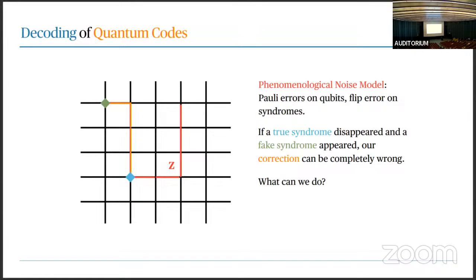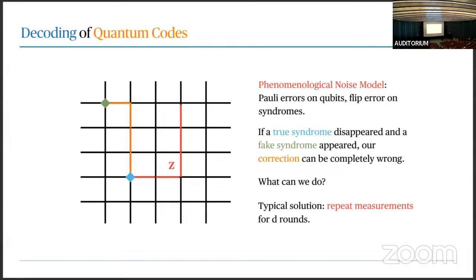If you flip a few wrong syndromes, you get a completely wrong correction. And the question is, what can we do? How can we decode when your syndromes could be wrong? And there's a very natural and a very standard solution that has been applied in a lot of different settings.